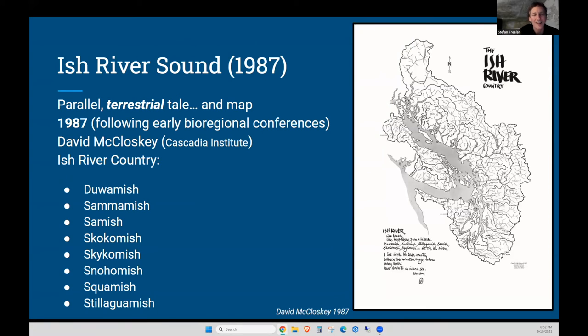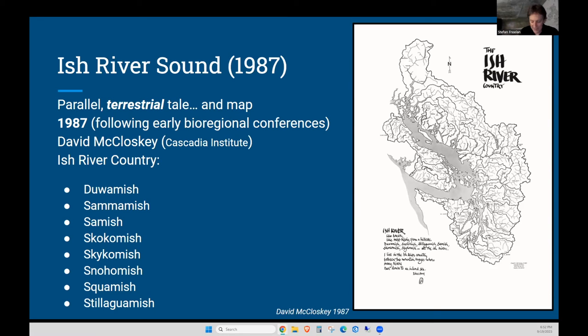Perhaps you've never heard of it, and yet it's possible that we could be living in what would be known as the Ish River country. This was made in 1987, so almost identically the same year that Bert was thinking about the Salish Sea. David McCloskey et al. came up with this idea. There was a poem about Ish River, and so you had the Samish, the Snohomish, all these Ish rivers that drain. Mostly they drain into the Puget Sound, but they were extrapolating, thinking big.